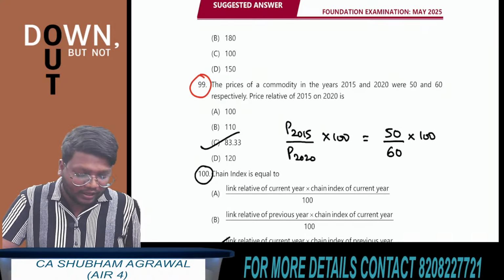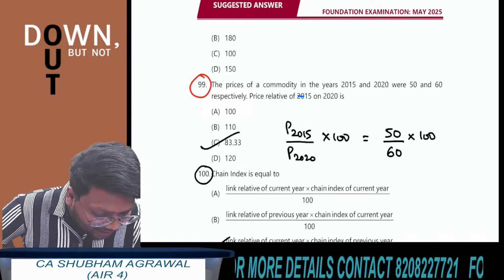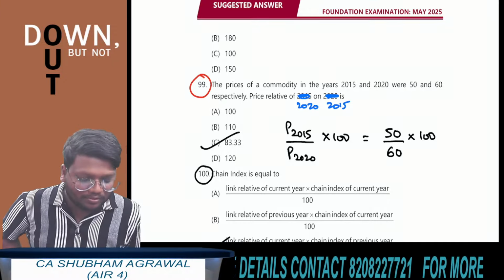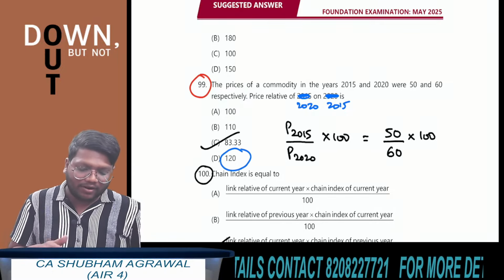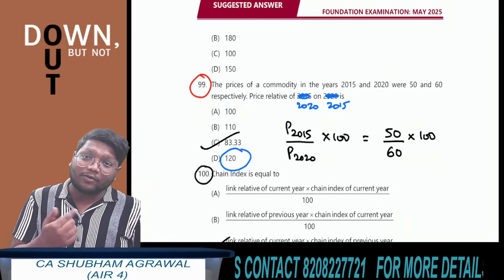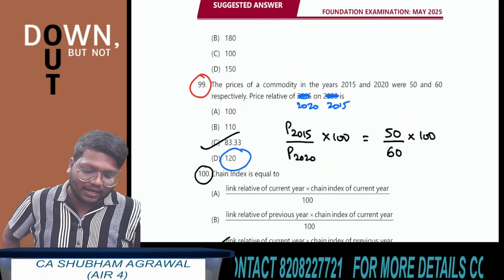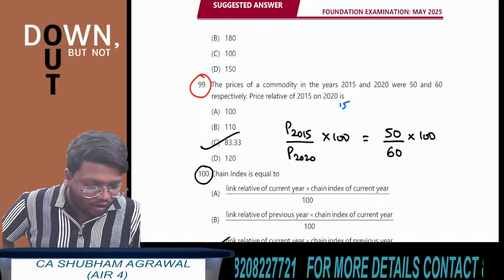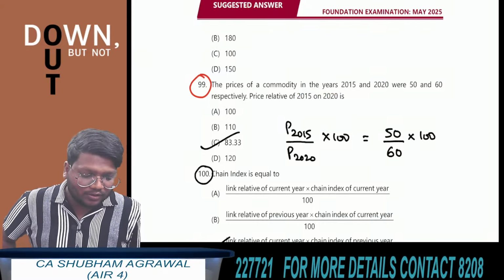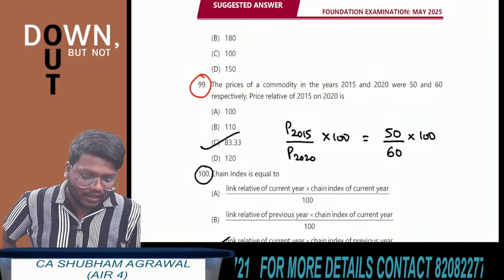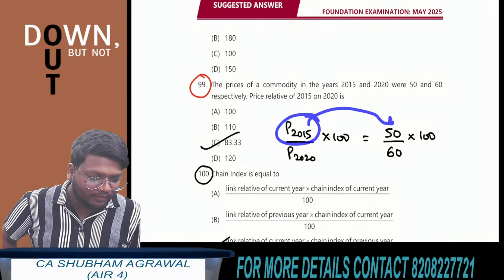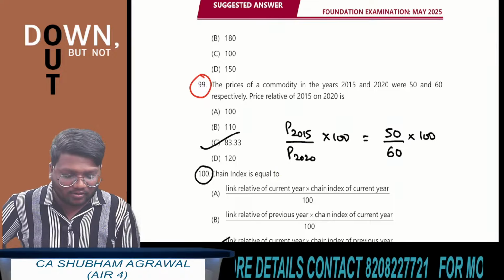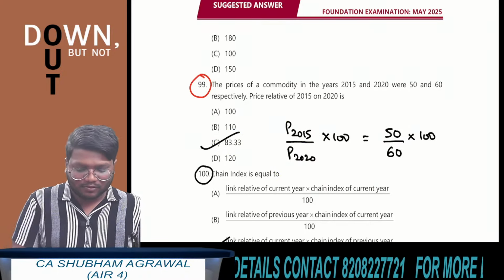Option C. If they had asked for the price relative of 2020 on 2015, then which option would be correct? Option D, 120. But here they have asked the price relative of 2015 on 2020, so the correct option is C. The price of the commodity in 2015 is 50, and in 2020 it is 60. So 50 upon 60 multiplied by 100 is 83.33.